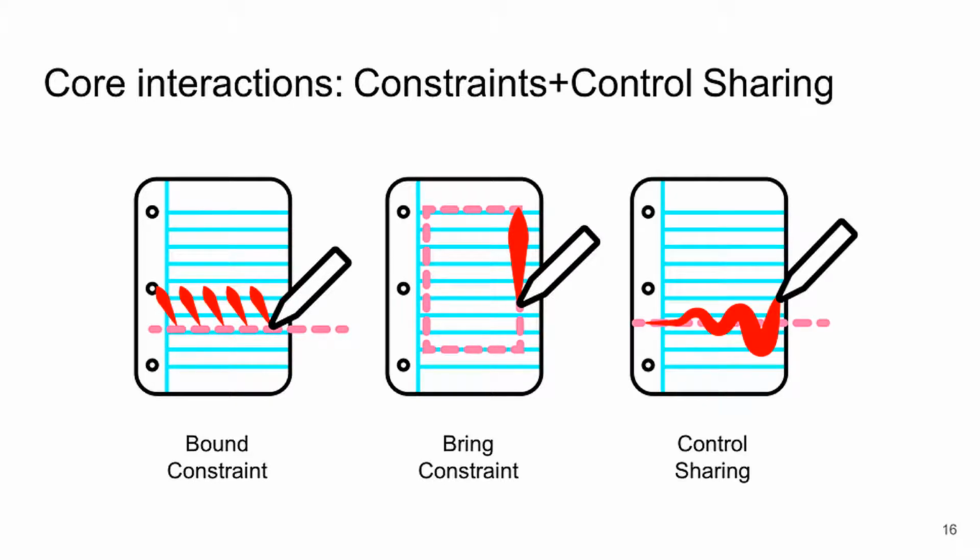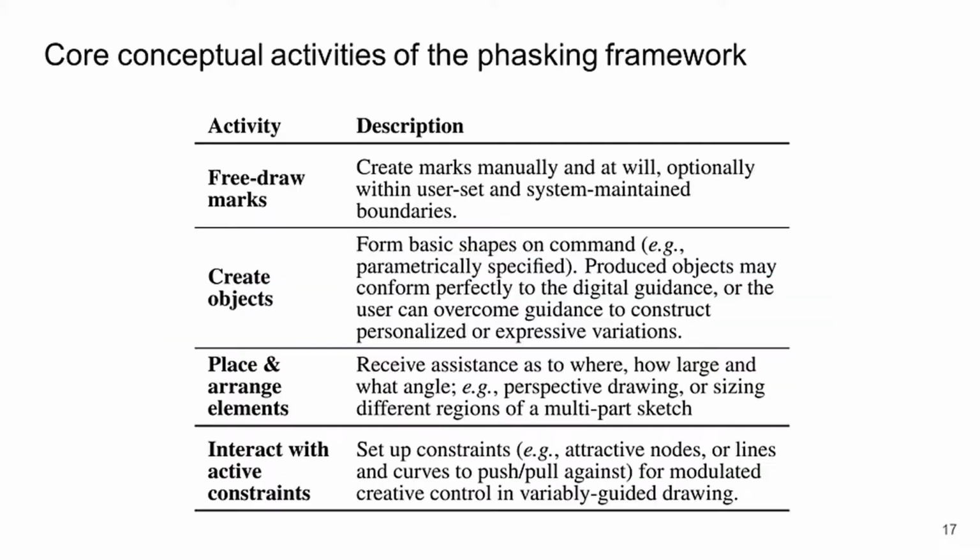In control sharing, users can fluidly move between levels of assistance simply by bearing down on the pen tip. Phasking differs from adaptive force feedback, where the system chooses the degree of assistance based on the user performance. Phasking gives this choice to the user. We articulate the foundational activities which our framework needed to support.